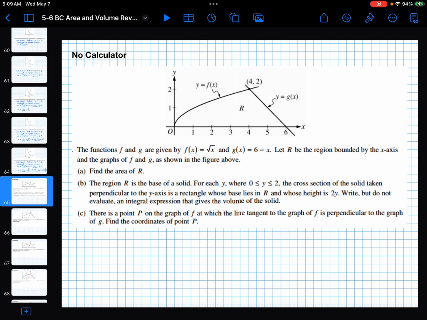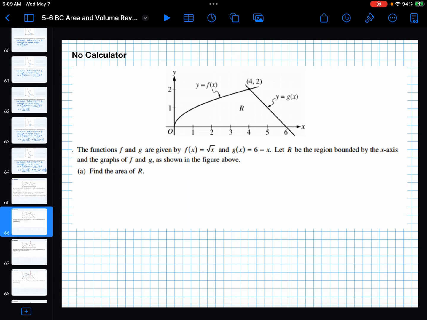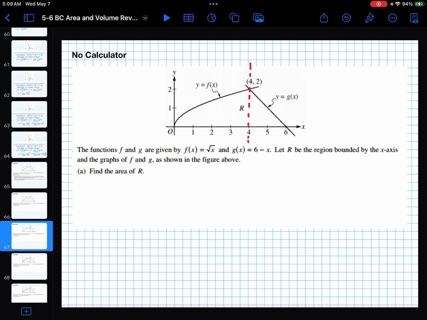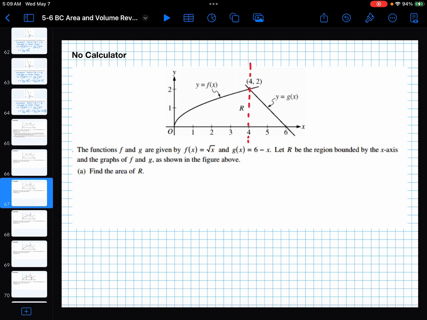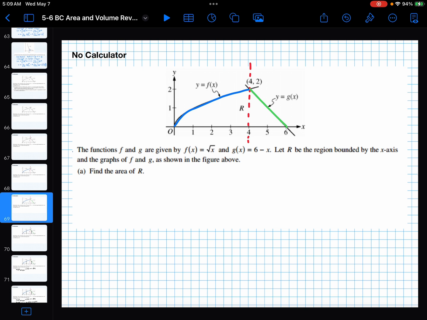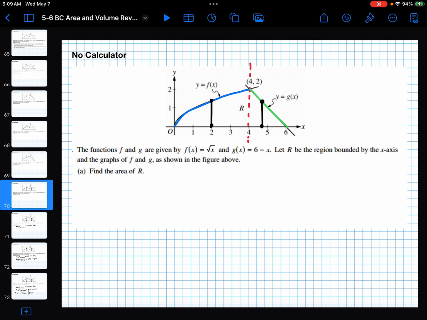So we're going to find the area of region R here, and because those boundaries change at x equals 4, I have to do two separate integrals because the height of my rectangle is going to be represented by two different functions. So I'll do an integral from 0 to 4 for that part, and then one from 4 to 6, where g of x becomes the upper boundary. I'll draw a little slice in each one, and that's going to represent my rectangle.